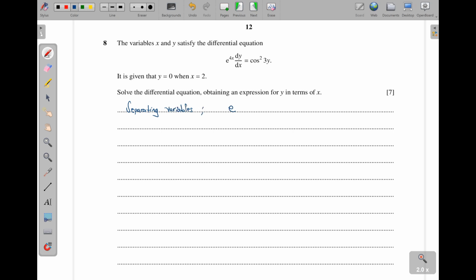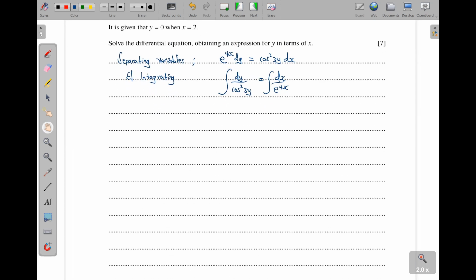I can begin by saying e power 4x, then dy is equal to cos squared 3y, then dx. Then you can divide all through by this. So that means we are going to have dy out of the cos squared 3y, which is equal to dx out of e to the power of 4x. And then we integrate, separating variables and integrating. So we are going to integrate this way with respect to y and also this way with respect to x.